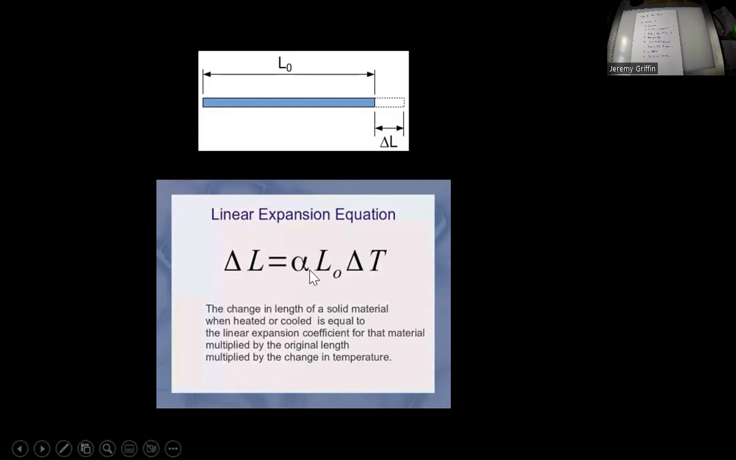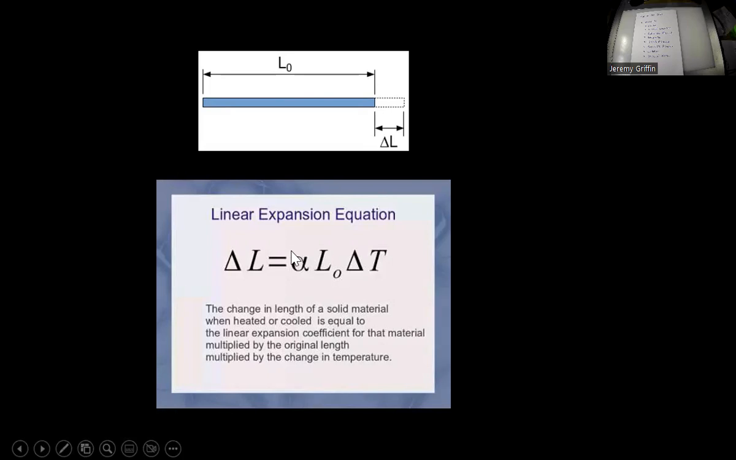What do you guys think this alpha refers to? The amount it expands for a temperature change. Okay, yeah, the rate of expansion, and this is a material property. You see somewhere here, the linear expansion coefficient. So it's called the coefficient of thermal expansion.